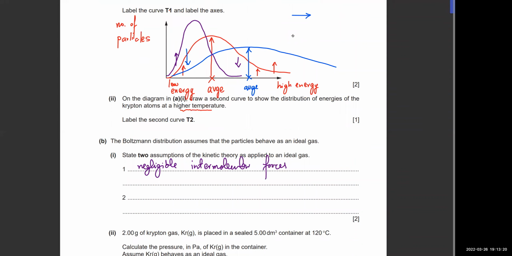So that is number one. Particles are flying around in a gas and they're not stopping each other. They're not attracting each other, so the particles are randomly moving around. So that is what a typical gas behaves like.